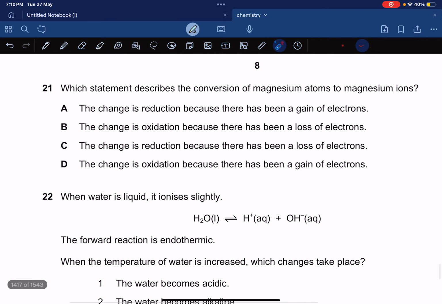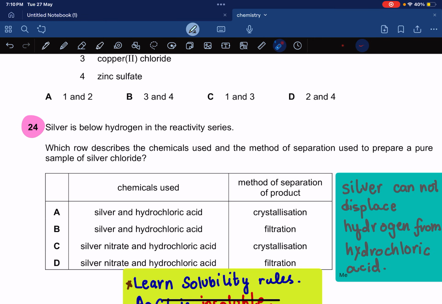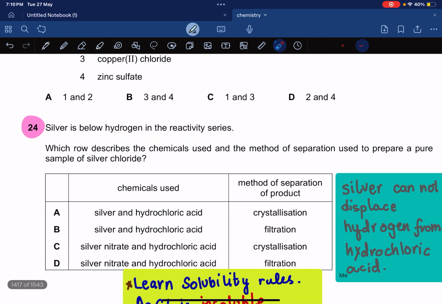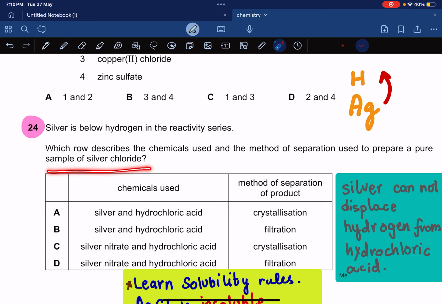Moving on to the next difficult question, which was this one right here. Silver is below hydrogen in the reactivity series. Why? They have told you this thing. Silver is below hydrogen. This means if this is your hydrogen, this is your silver. That means silver cannot displace hydrogen because hydrogen is more reactive. Which row describes the chemicals used and the method of separation used to prepare a pure sample of silver chloride?